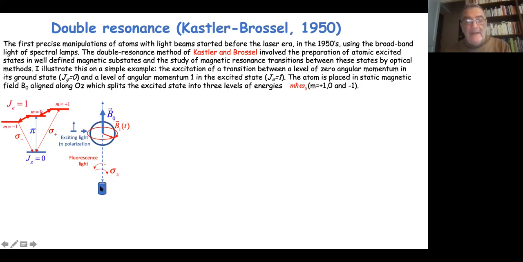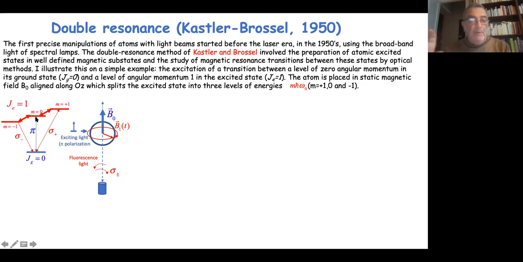So if you use a detector here, you will see a resonance signal, a resonance in fluorescence, when you excite with a pi polarization and have a rotating field at the frequency of the Larmor precession. This is a magnetic resonance experiment with very interesting features. First of all, the population difference is produced by light. It's light which excites the atom in this state and not in the states +1 and -1.